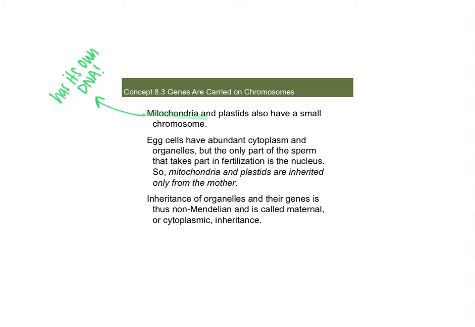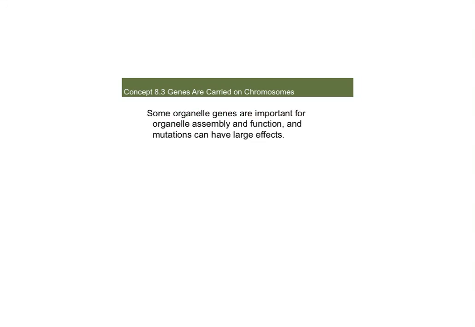All of the organelles and genes that are found outside of the nucleus come from the egg, which is coming from the mother. So we call these maternal or cytoplasmic inheritance. Now, some of these organelle genes, like the mitochondrial DNA, or even in other organisms like plants, where they would inherit the cytoplasmic DNA, some of those organelle genes are important for organelle assembly and function. So the mutations could potentially have large effects.